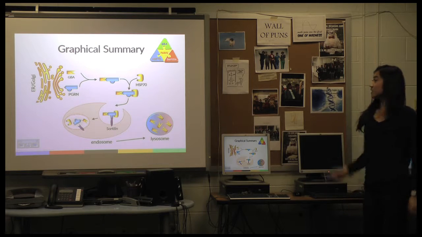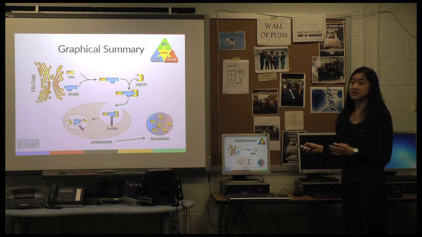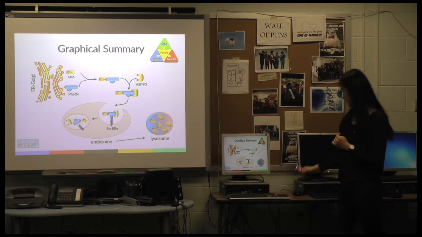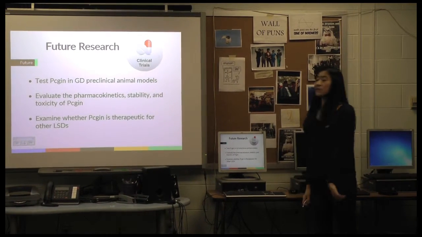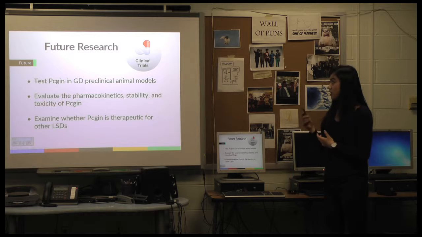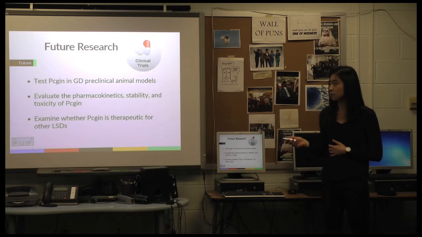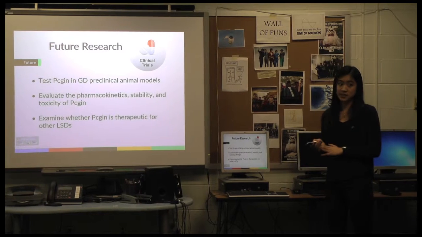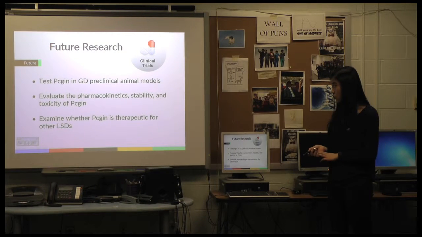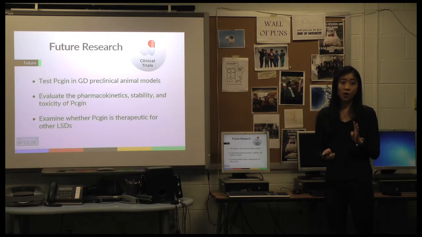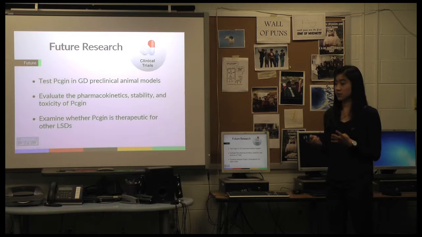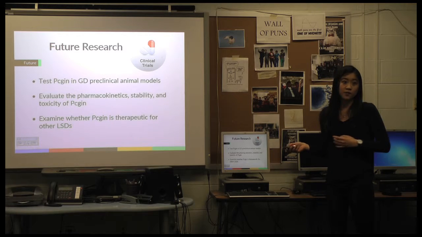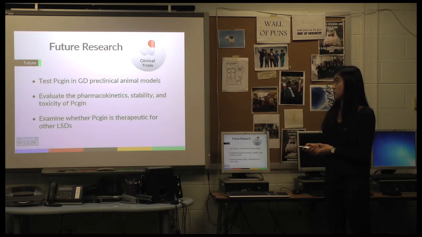So what this means is progranulin is this indispensable piece to our puzzle of how we can cure or treat Gaucher disease. So in future research, we obviously need to test Gaucher disease in preclinical animal models. We need to evaluate pharmacokinetics, stability, and toxicity of PCGen, properties that we normally control. Also, because we only conducted a study with 7 different lysosomal storage diseases, there are about hundreds of them. So we could examine whether PCGen could be applied to other lysosomal storage diseases.